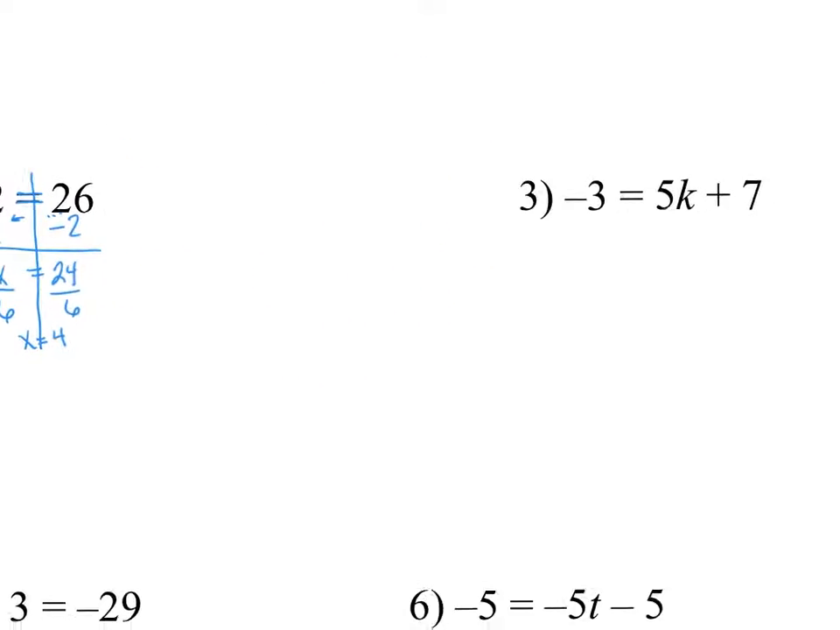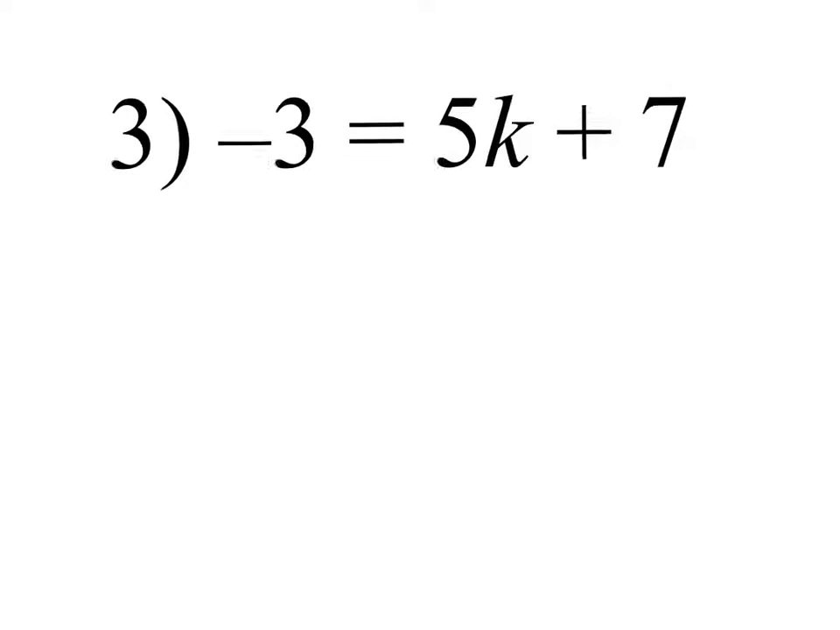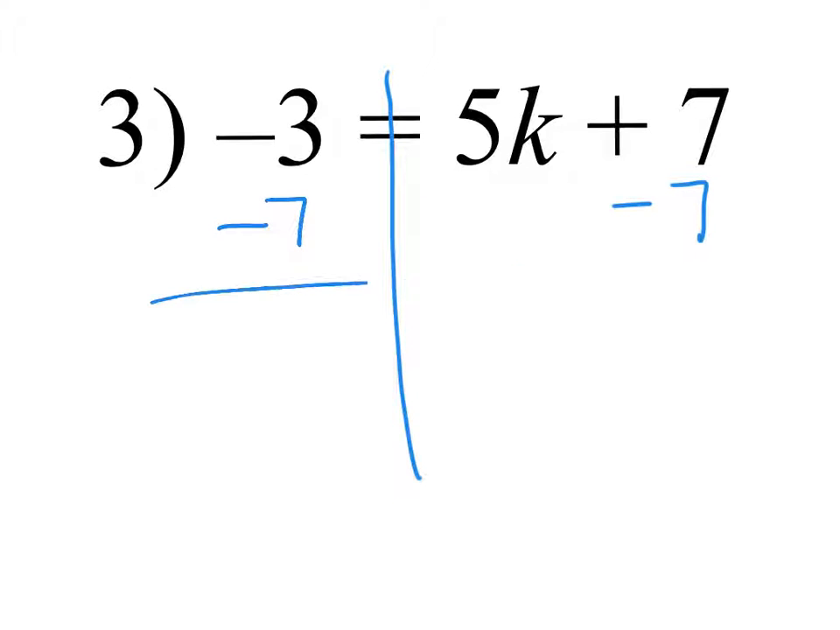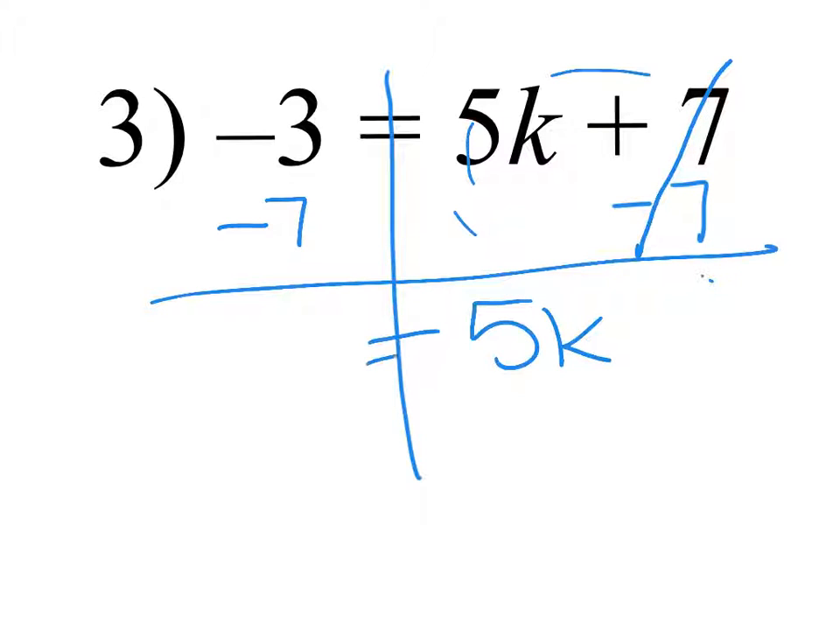Okay, let's try number 3. Caden, what do you think we should do first? Take away the 7. Good. We want to go to this side and take away the 7 because that's the side with a letter. Raven, what does that leave me over here on this right side? 5K, perfect. And then negative 3 minus 7, what is that? Negative 10, yep, good job.